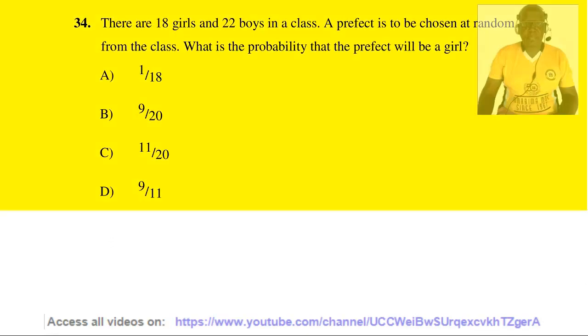Question 34. There are 18 girls and 22 boys in a class. A prefect is to be chosen at random from the class. What is the probability that the prefect will be a girl? Possible answers. A. 1/18. B. 9/20. C. 11/20. D. 9/11.